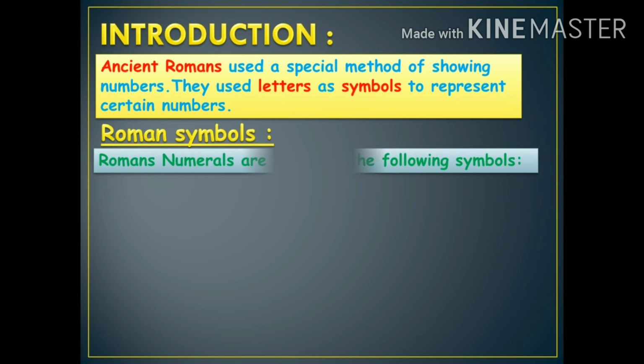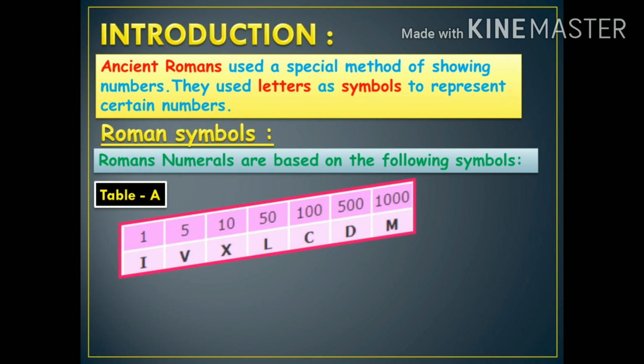Roman symbols. Roman numerals are based on the following symbols as shown in table A. Here 1 is represented as I, 5 as V, 10 as X, 50 as L, 100 as C, 500 as D, and 1000 is represented by M.